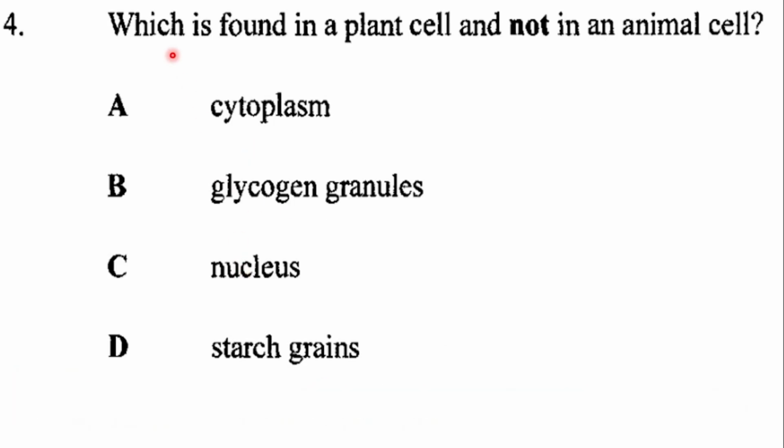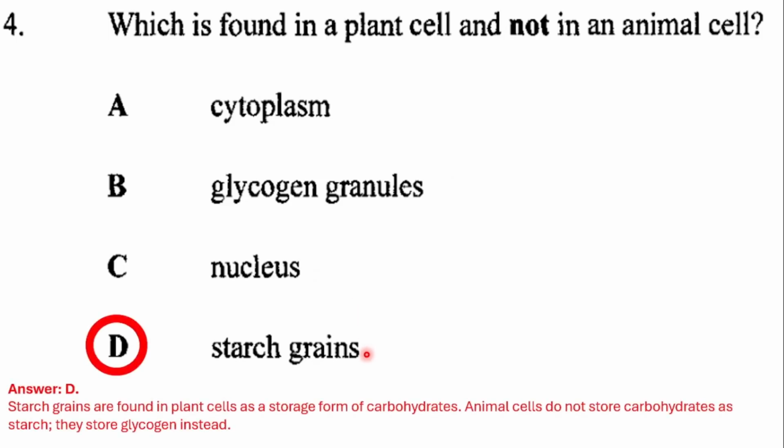Let's move on to question number 4, and it says, which is found in a plant cell and not, keyword not, in an animal cell? Is it cytoplasm, glycogen granules, nucleus, or starch grains? The correct answer is definitely going to be starch grains because starch grains are found in a plant cell, but starch grains are not found in an animal cell. Starch grains are found in plant cells as a storage form of carbohydrates. Animal cells do not store carbohydrates as starch. They store glycogen instead. So the correct answer is definitely going to be D because starch grains are in plant cells and not in an animal cell.